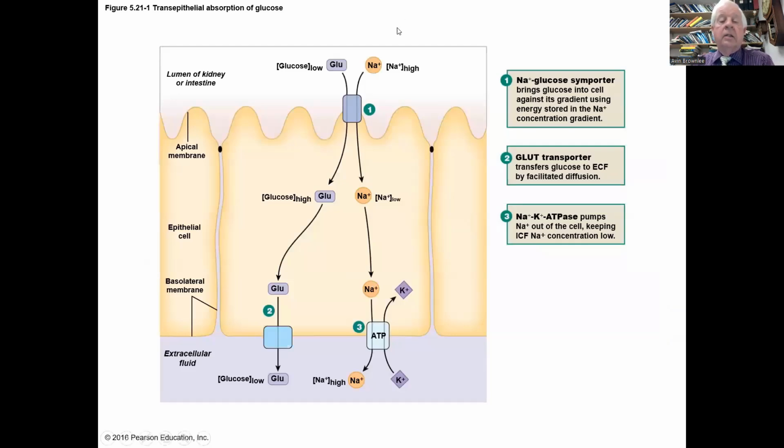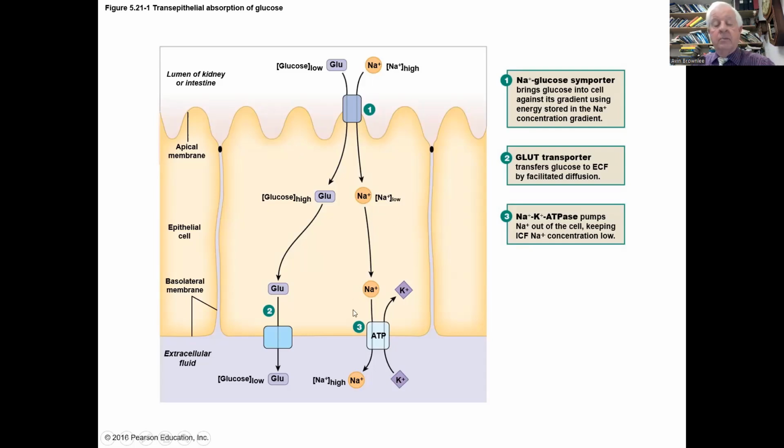So this is how we can absorb glucose into our intestine, where we have a lot of glucose inside the cell, not as much glucose in the lumen, but we've still got to absorb it into the intestine to get it into the body. We also do this in our kidneys. This is actually a kidney slide. The concentration of glucose in our urinary filtrate is lower than the concentration on the inside of the cell.